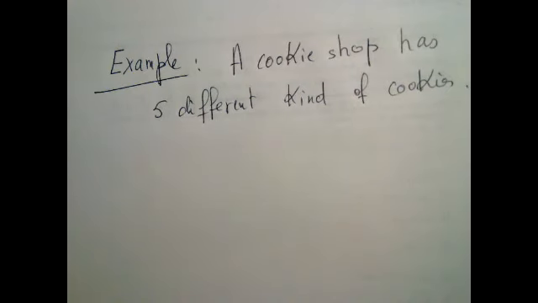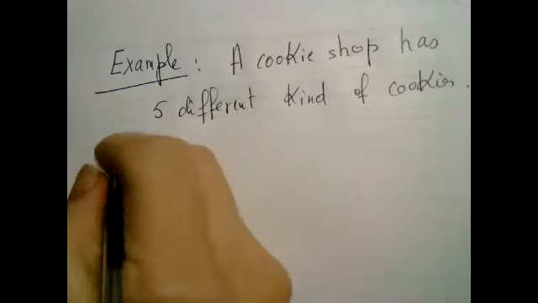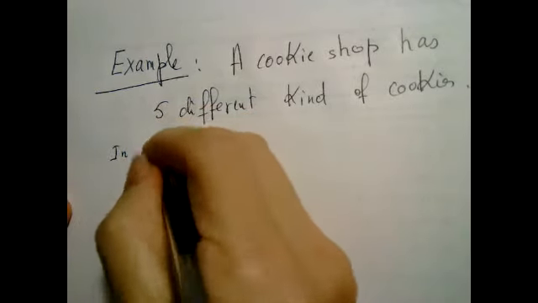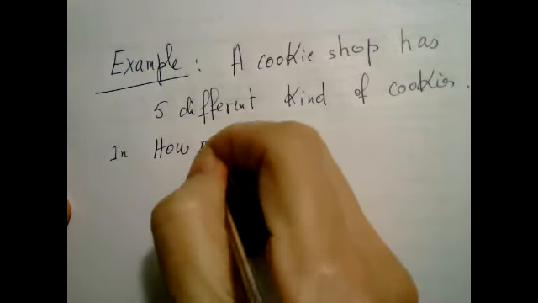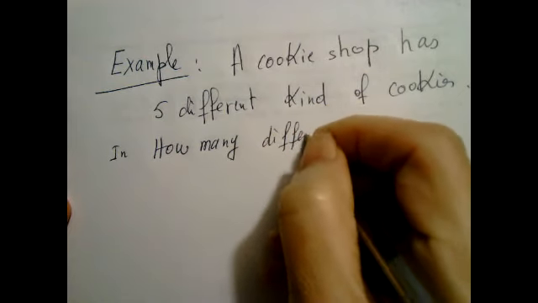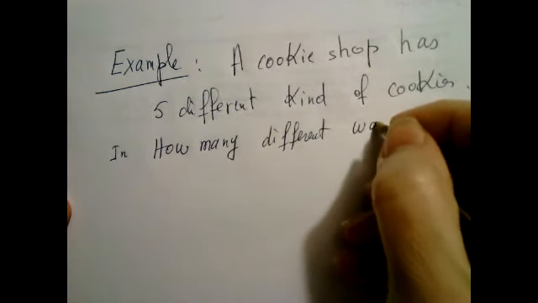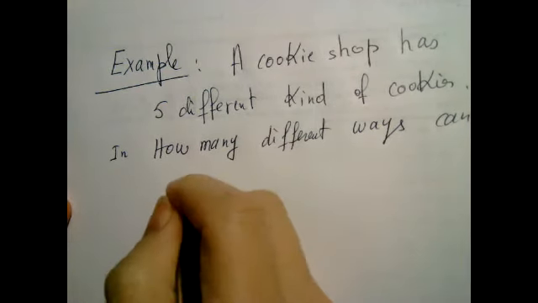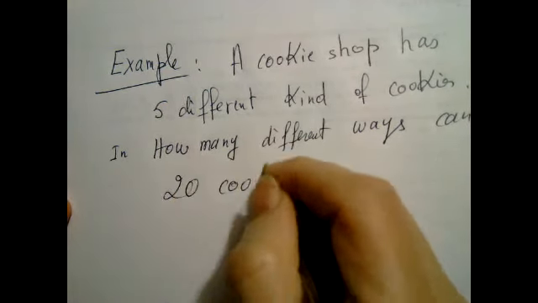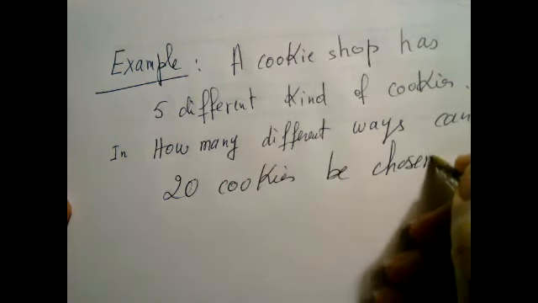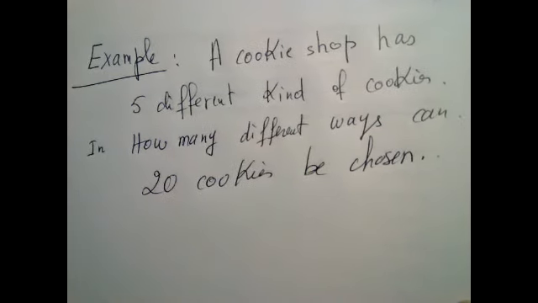And the question is, it has a lot of cookies, a lot of each kind, and the question is, in how many ways, many different ways of course, can 20 cookies be chosen? Okay. So that's my problem.